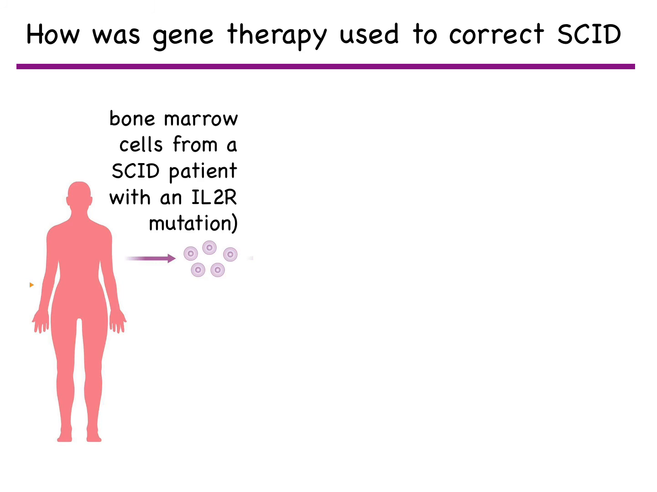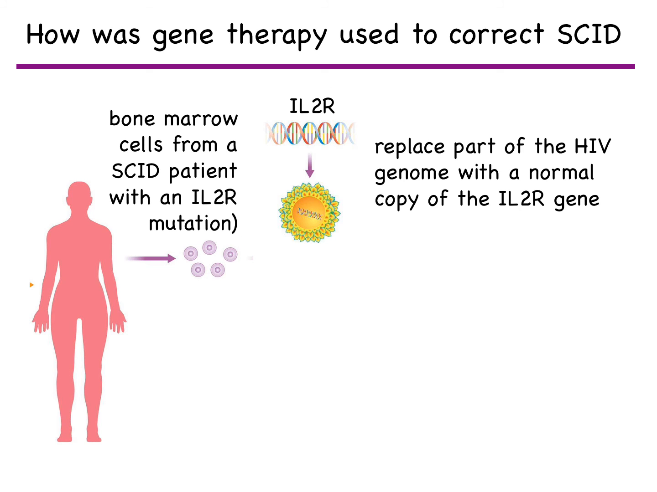So let's talk about how gene therapy was used to correct SCID in the young individual pictured in the previous slide. Basically, people took bone marrow cells from the SCID patient that had an IL-2R mutation. As I mentioned on the preceding slide, mutations in many different genes can give rise to the SCID syndrome, and IL-2R is one of these genes. At the same time, they engineered a modified form of the HIV virus. They replaced a portion of the HIV genome with a normal copy of the IL-2R gene, so it's an HIV virus that carries the IL-2R gene.